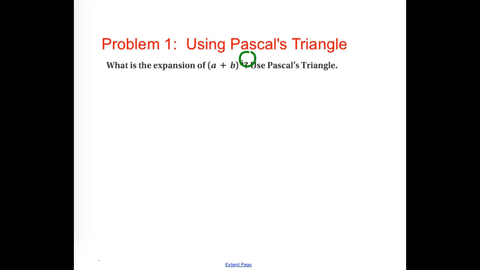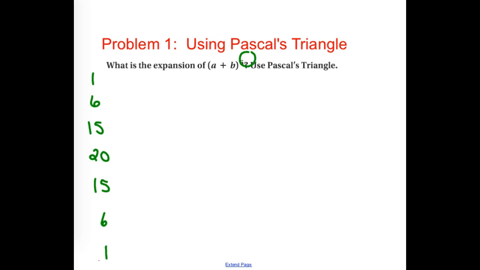Okay, I want you to write those numbers out vertically. Okay, so 1, 6, 15, 20, and then it goes back down, right? 15, 6, and 1. Yes? Okay.